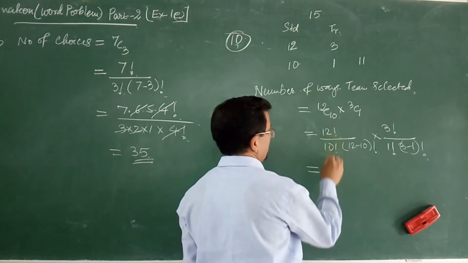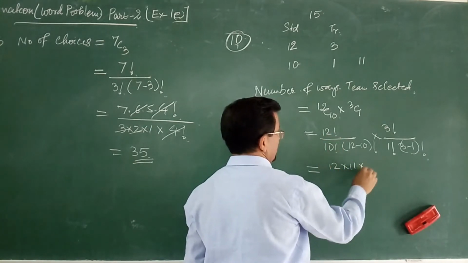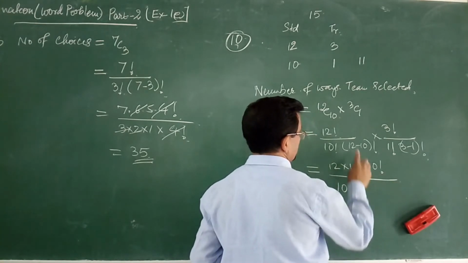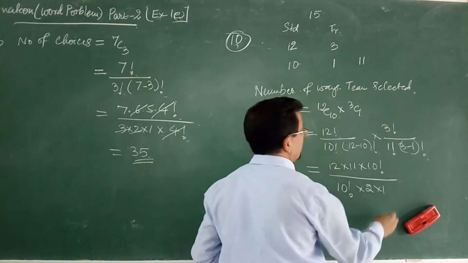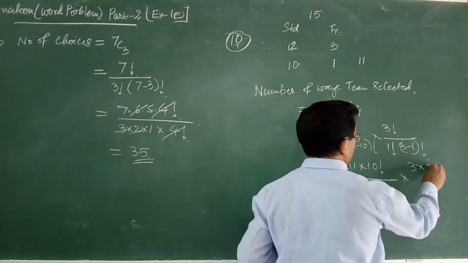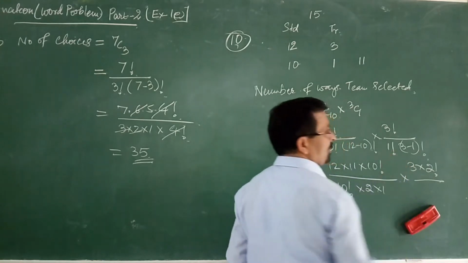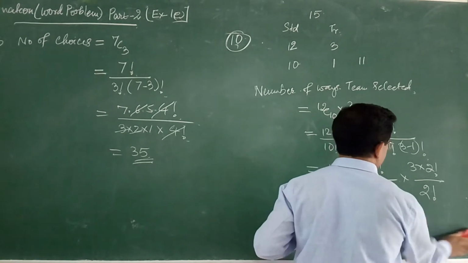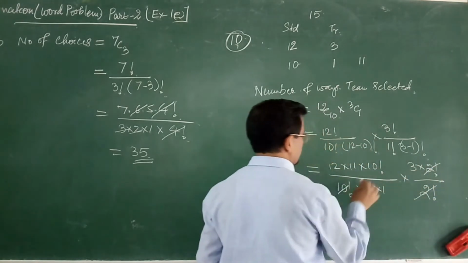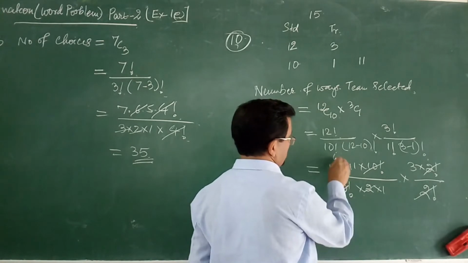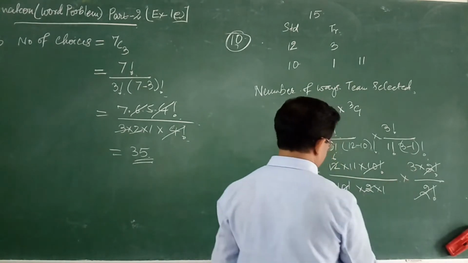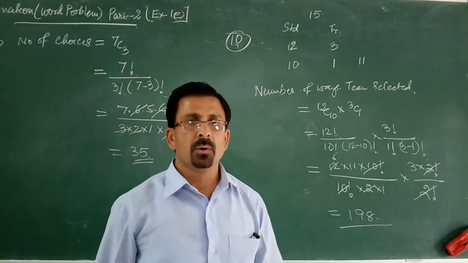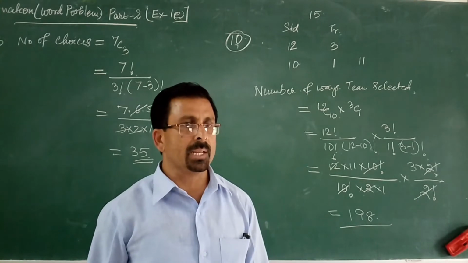This is equal to 12 factorial divided by 10 factorial into 2 factorial, then it has 2 into 1. This is 3 into 2 factorial. 1 factorial we don't need to mention, because it will remain 1 only. This is 2 factorial. Now we can simplify. This is gone. This also cancels this. 2 sixes is 12, 12 times 11 is 66, times 3 is 198. In total 198 ways we can select the team. Is it clear? Yes, sir.